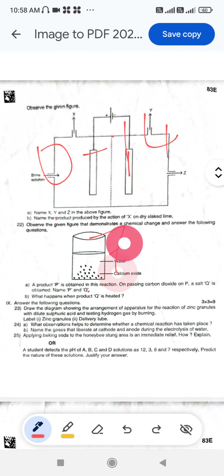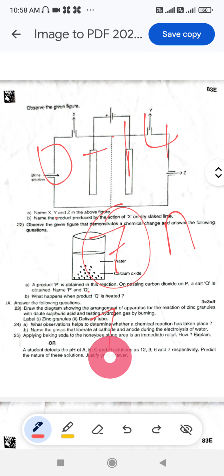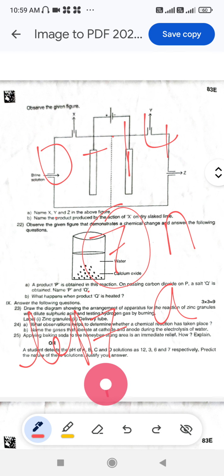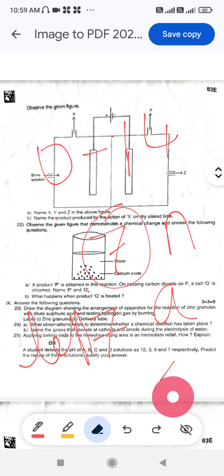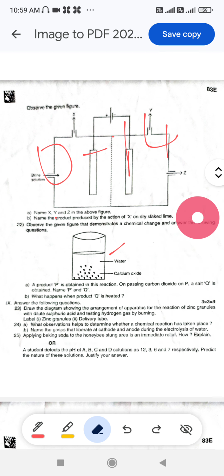Here 7 is neutral. Less than 7 is acidic. More than 7 is basic, correct? So from these numbers we can say more than 7 is basic, less than 7 is acidic, and exactly 7 means a neutral solution.